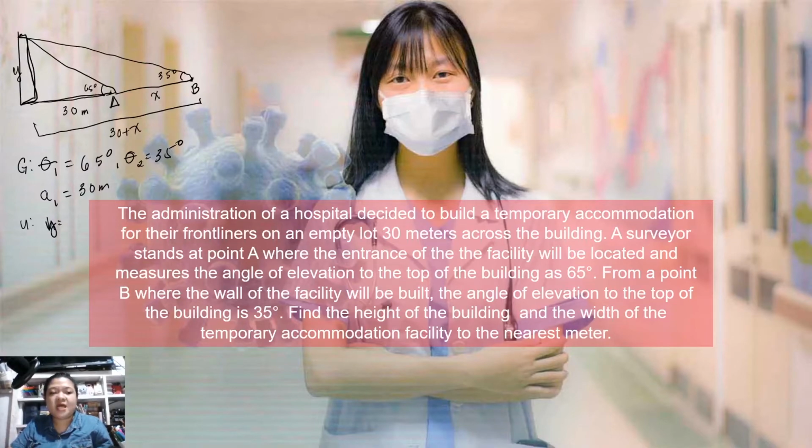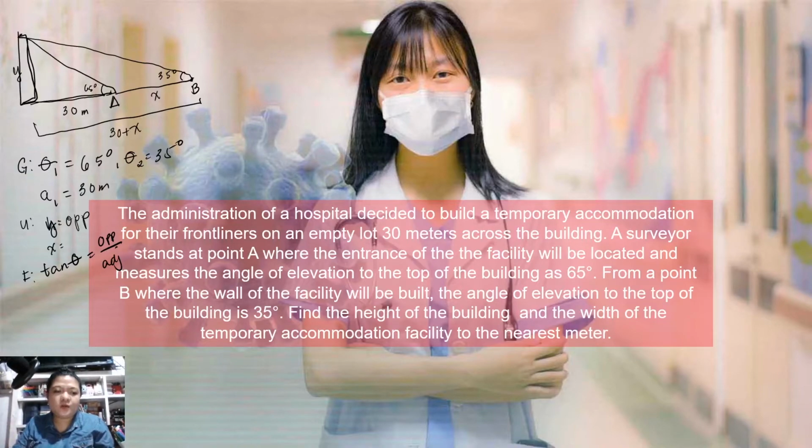Ang height ng building na tinawag nating y. So dahil siya ay opposite dito sa ating 65 degrees at 35 degrees, ilalabel na natin siya na opposite. Kailangan rin natin hanapin si x. Si x ang lapad ng accommodation facility. Okay, dahil ang mga given natin ay opposite side at adjacent side, ang gagamitin nating formula ay tangent. At alam natin na ang tangent ay opposite side divided by the adjacent side.